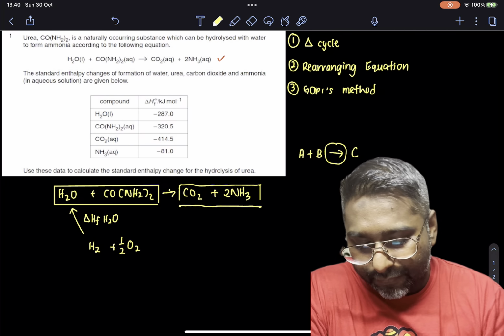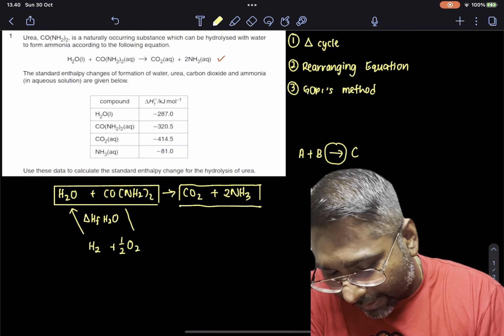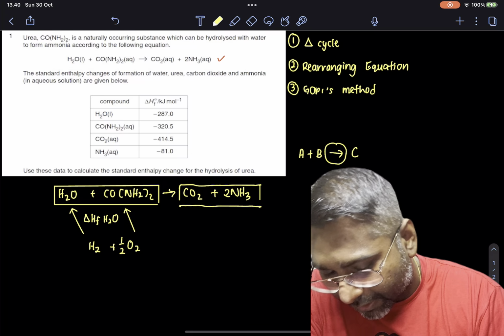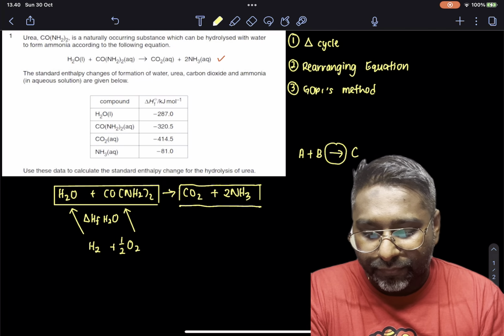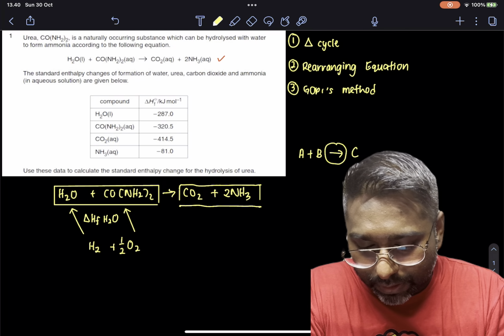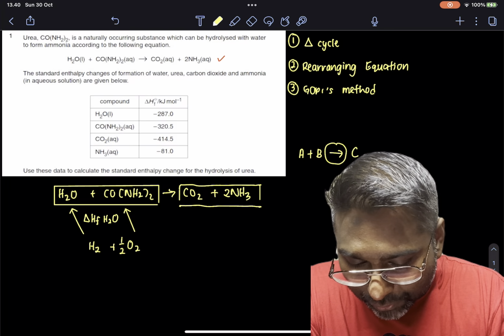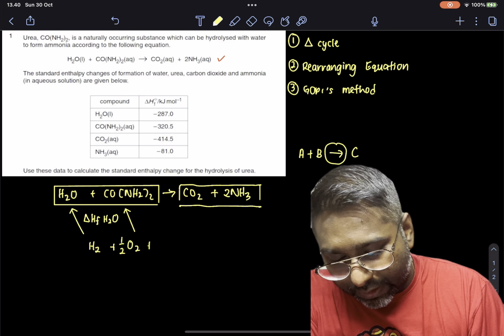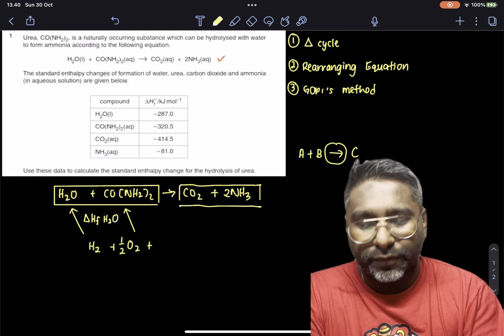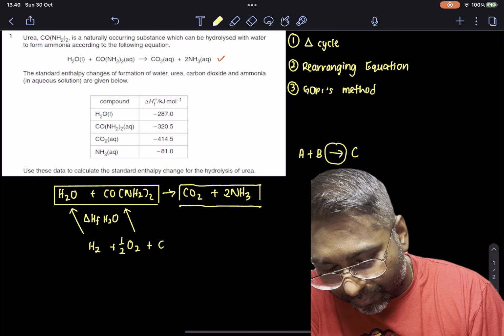And then we can have another line to show the formation of the urea. In order to form 1 mole of urea, what do you need? The elements. The element that you need is going to be 1 mole of carbon.